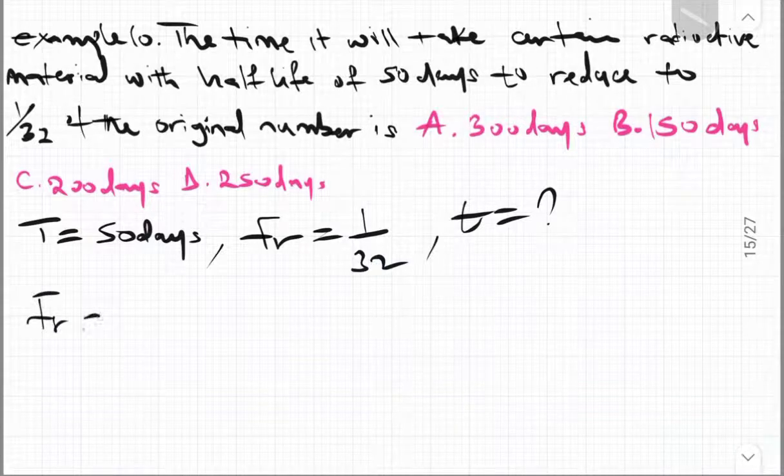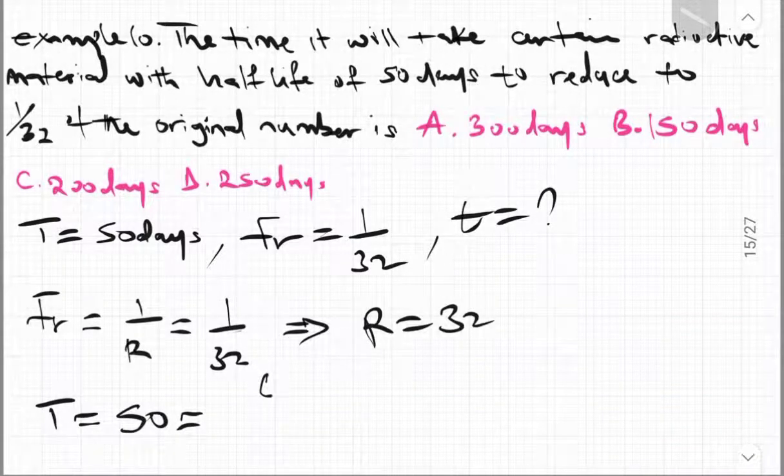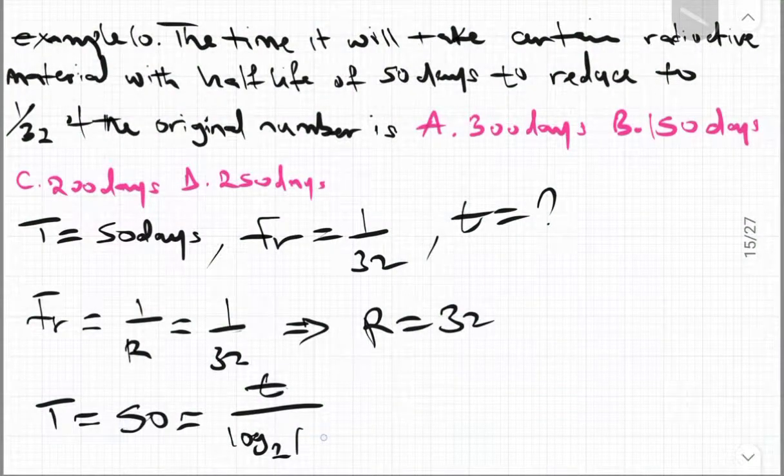Because FR is equal to 1 over big R, which in this case is 1 over 32. Now from here we see that R is actually 32. So we have T, which is the half-life, which is now 50, is equal to small t over logarithm base 2 of R. What is R? R is actually 32.